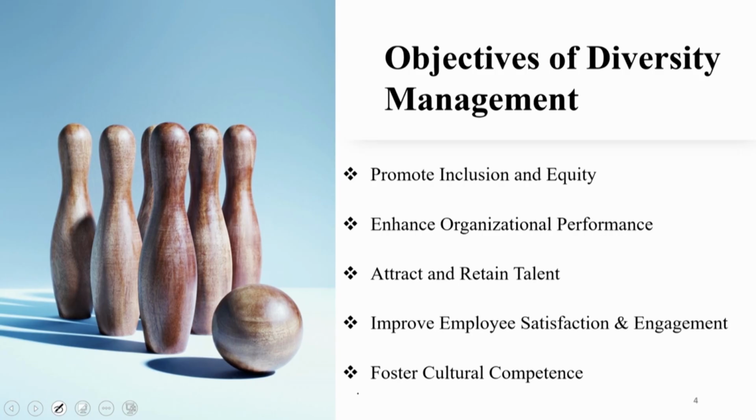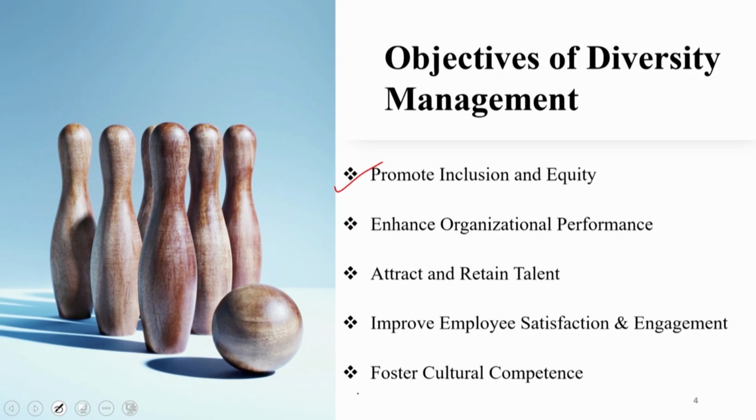When I'm talking about the key objectives of diversity management, again taking the cue from the previous slide, it should promote inclusion and equity. There is no doubt that the primary objective is to create an environment where all the employees feel valued and included, regardless of their context, regardless of their circumstances, regardless of their race, gender, age, ethnicity, sexual orientation or ability. So this involves implementing policies that promote fairness and equal opportunities for all the employees.